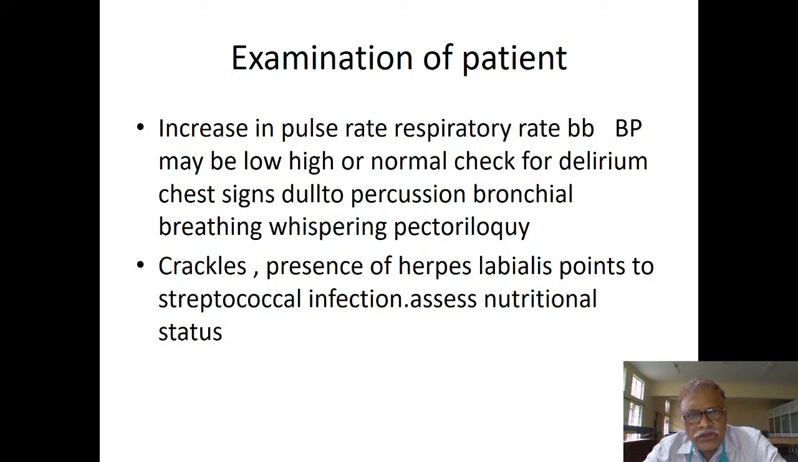On physical examination of the patient, usually the pulse and respiratory rate are increased and the blood pressure may be low, high, or normal. Check for delirium. The chest signs are dullness to percussion, bronchial breathing, and whispering pectoriloquy over the pneumonic patch, either a lobe or a half lobe, whatever it is. If you auscultate over the pneumonic patch, there will be whispering pectoriloquy.